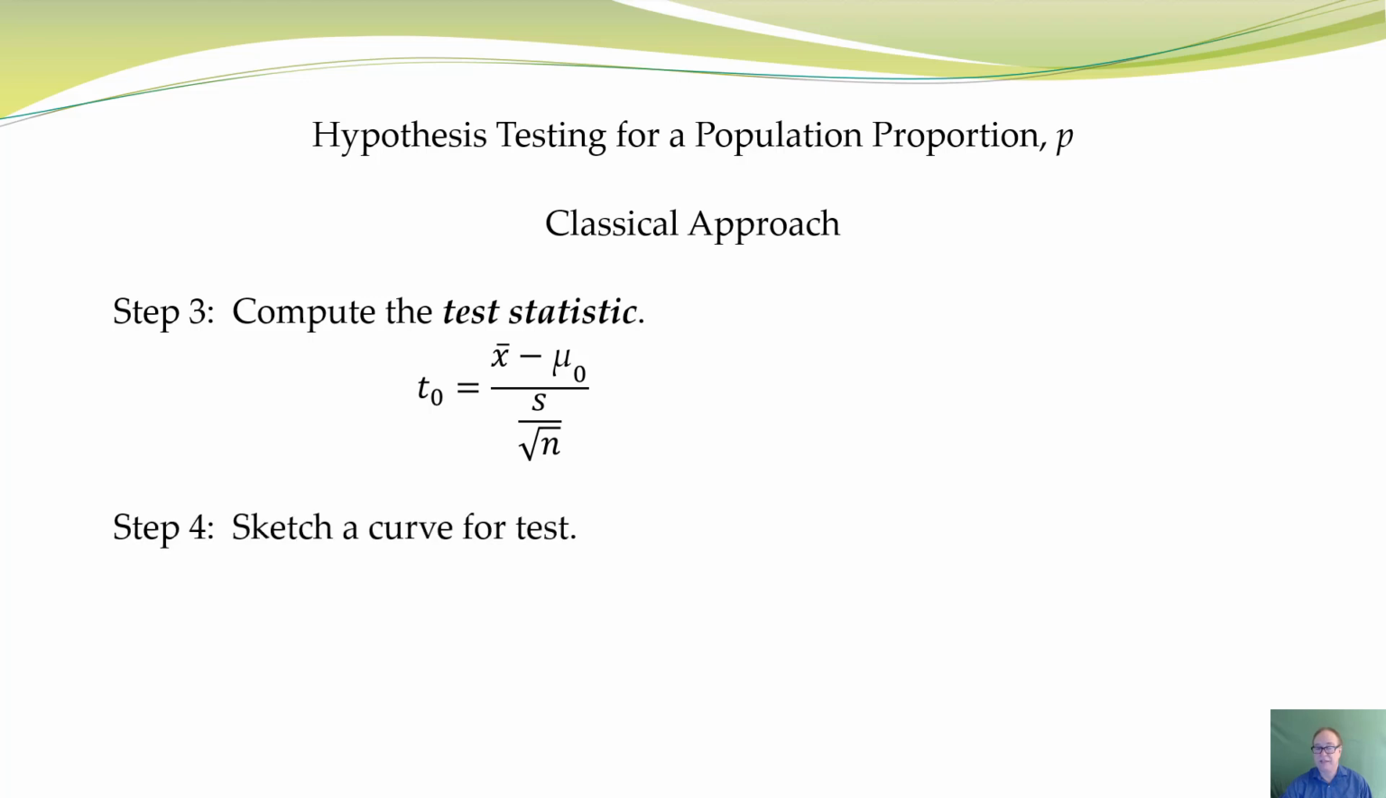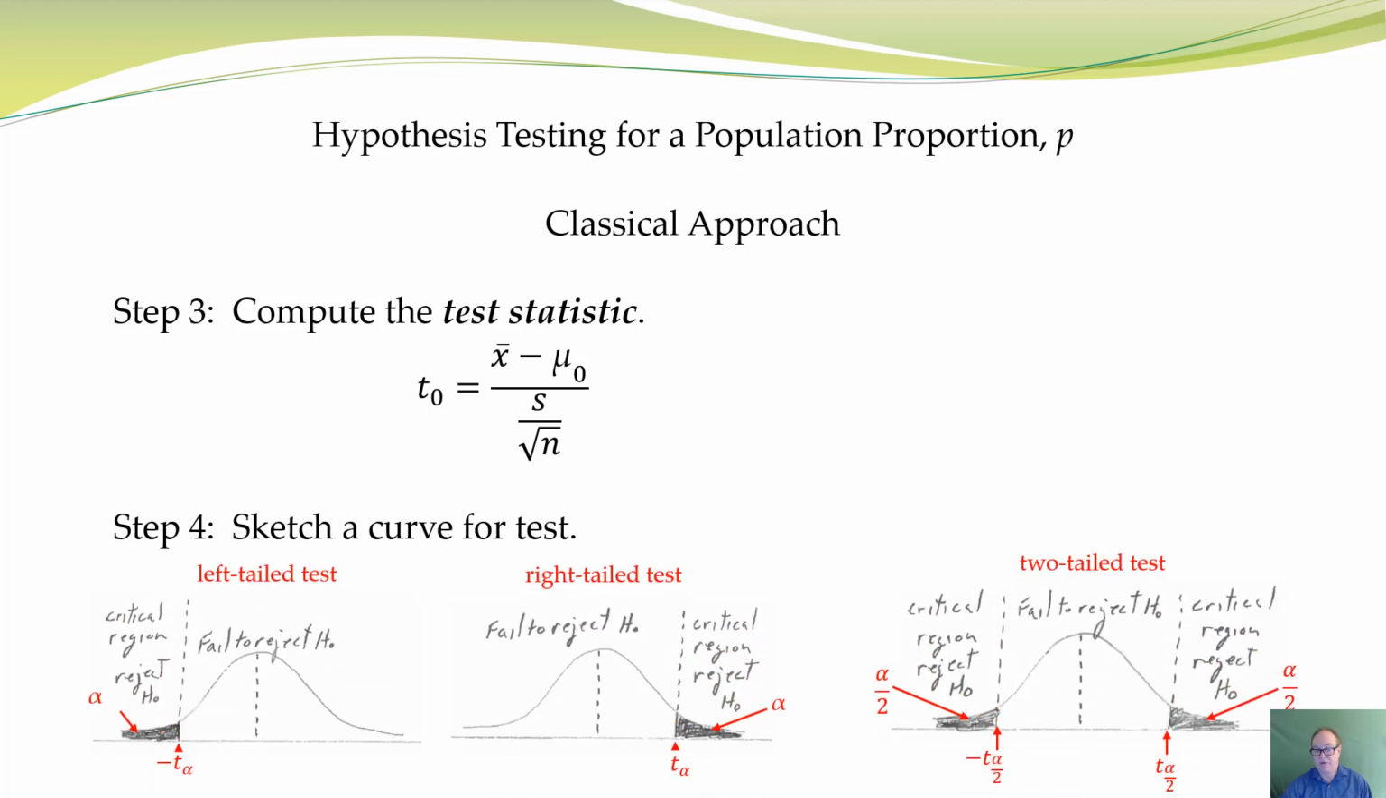Sketch the curve for the test. The curve is basically going to be the same, except for now, for the critical values, we're going to use t-values. So it's going to be negative t sub alpha, t sub alpha, negative t alpha divided by 2, t alpha divided by 2. So we're going to use the t distribution, the student distribution.